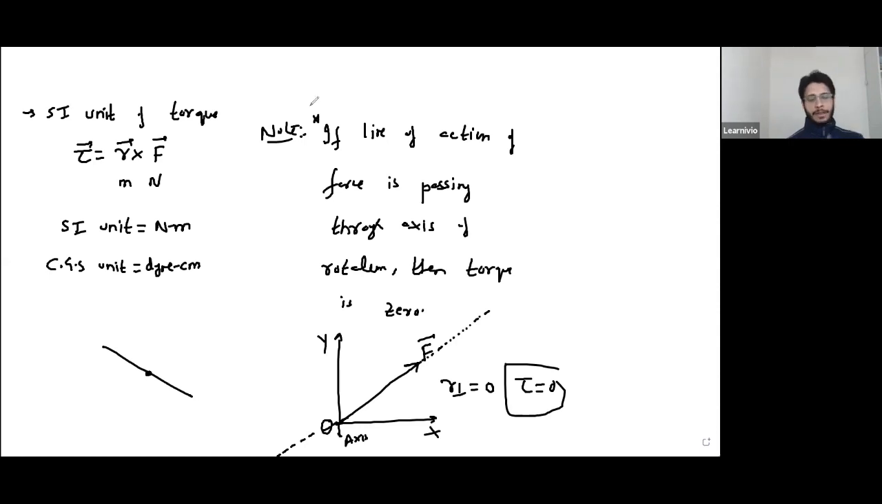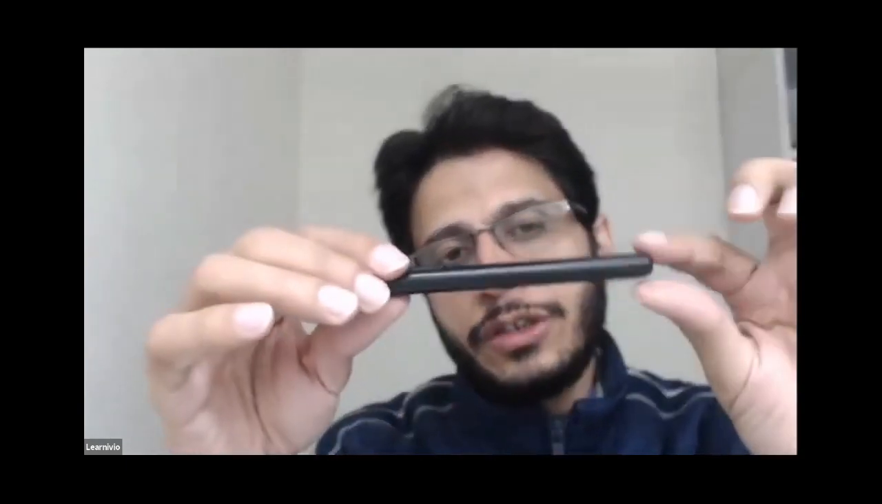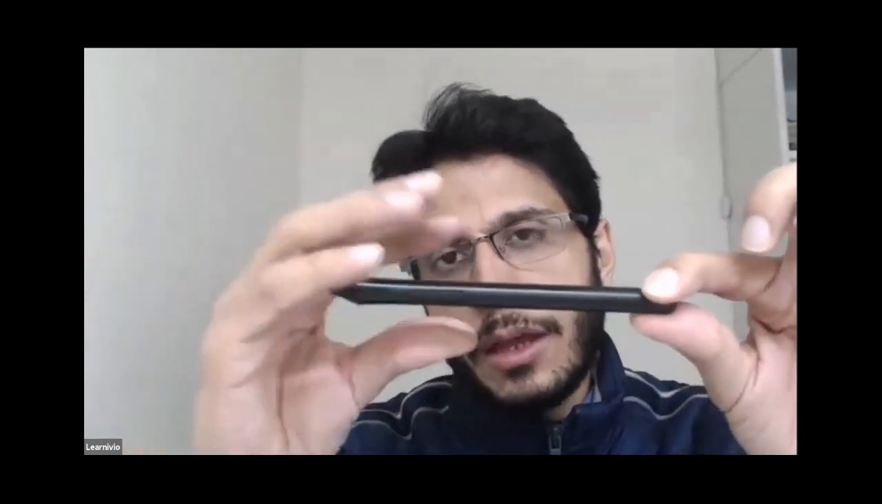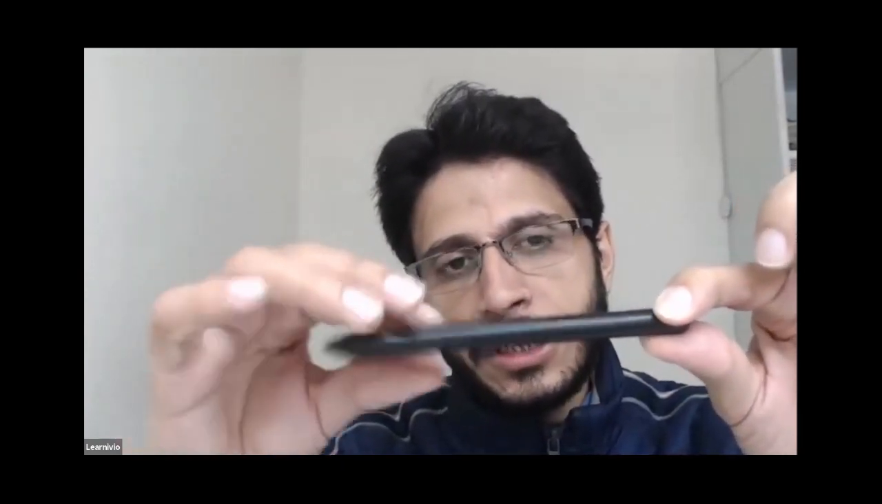The statement that I have written here is basically, if I take this pen, fix it to this axis and start pulling this pen outwards, will this pen rotate? No. This pen will never rotate, but if I push in this way, then it can rotate. When I'm pulling this pen, the line of action of force is passing through this axis of rotation. When the line of action of force passes through the axis of rotation, then perpendicular distance is 0. And when perpendicular distance is 0, that means your torque is 0.